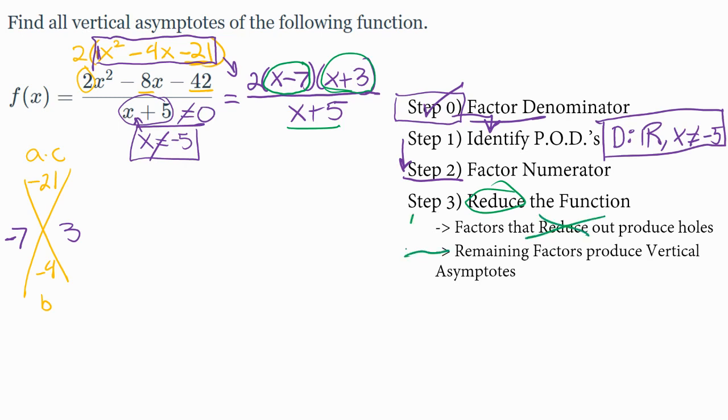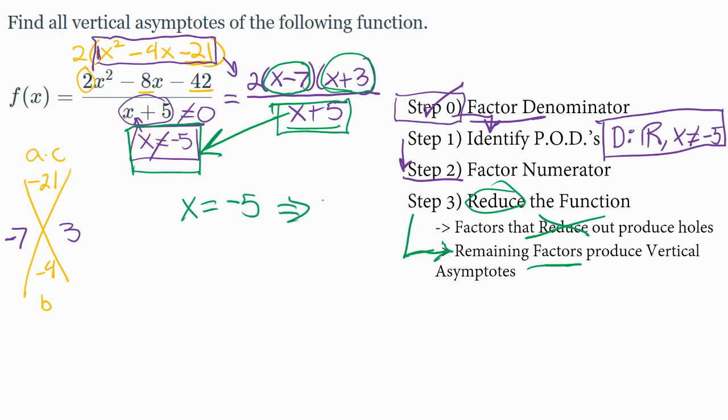Everything that's left, step 3, says remaining factors produce vertical asymptotes. So my vertical asymptote comes from this bottom factor, which says that x can't be -5. This bottom factor is a problem when x is -5. So that means that x equals -5 is a vertical asymptote. So that's my sorting step.